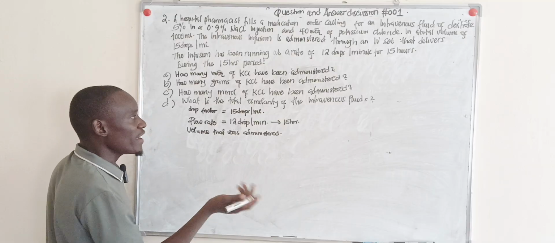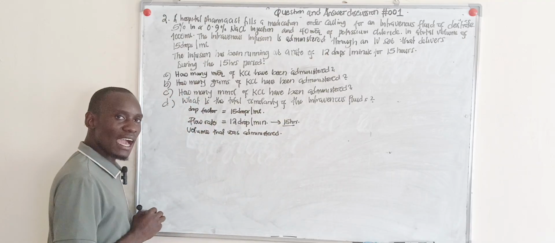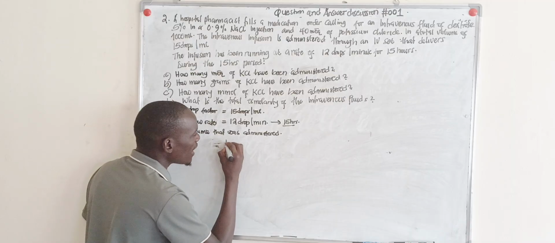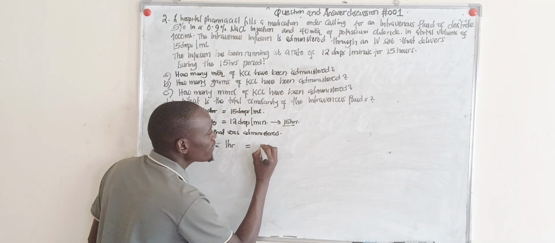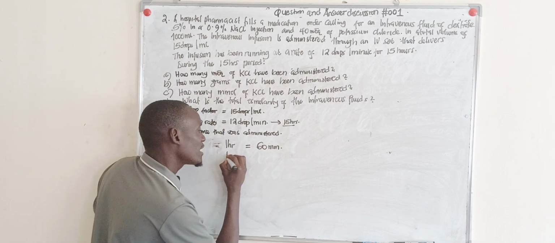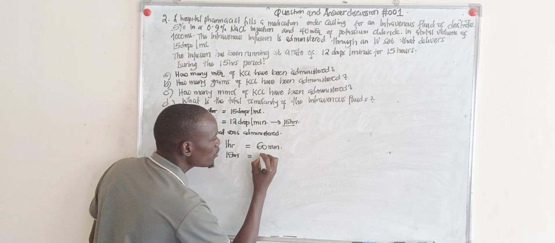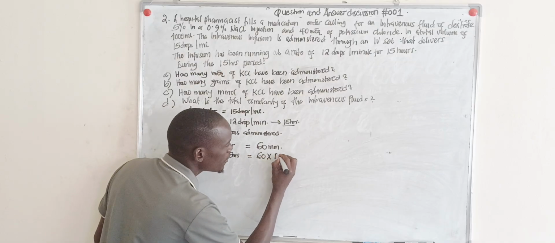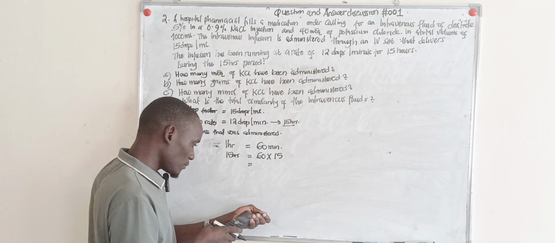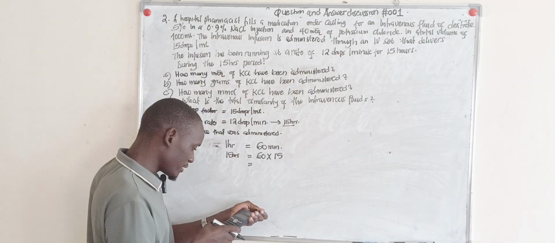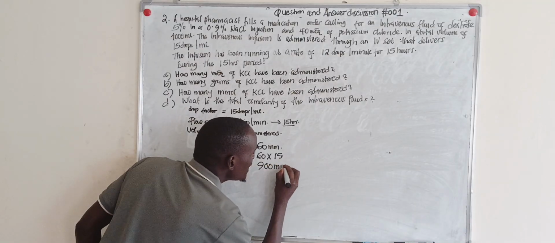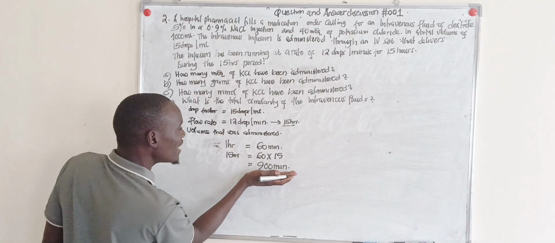We shall first convert the 15 hours to minutes. We know that 1 hour is equivalent to 60 minutes. How about the 15 hours? This will be equivalent to 60 times 15, which gives us 900 minutes.